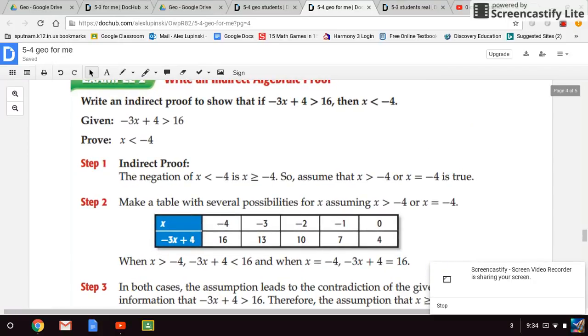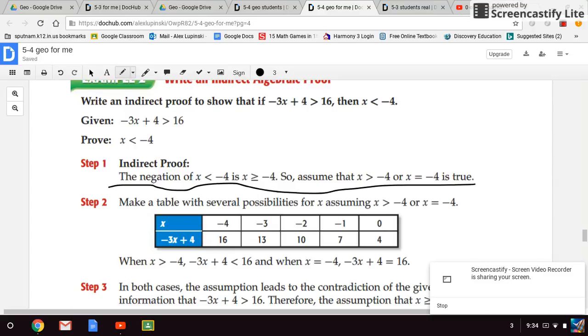So, same problem. You have to start off. The key thing is step 1. You write the negation. So the negation of x is less than negative 4 is x is greater than or equal to negative 4. Or more simply, if something is less than something, the opposite of that is either it is greater than or it's equal to. So you have to start off.